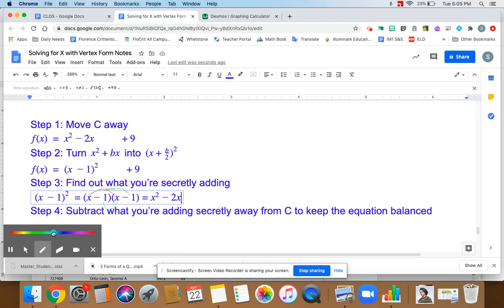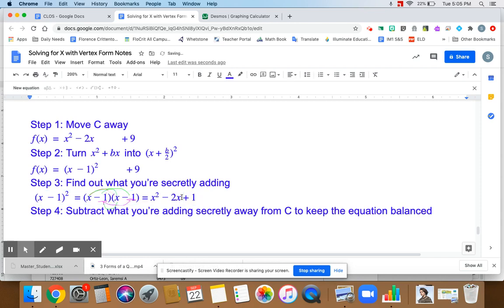Then the last thing we do is you take this -1 and then you times it to that -1. And -1 times -1 becomes +1. And that's the thing we're secretly adding.